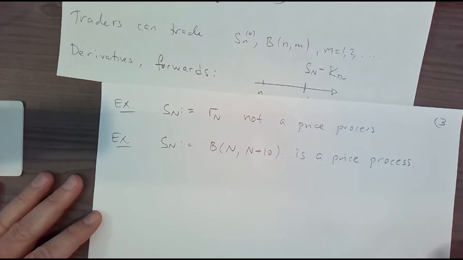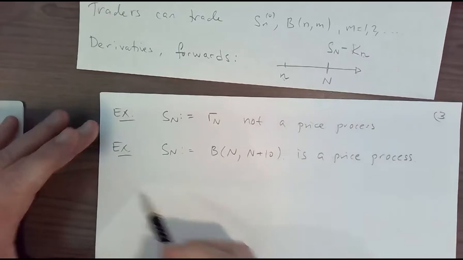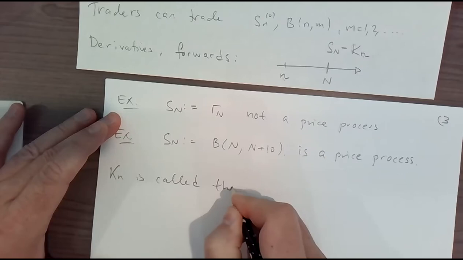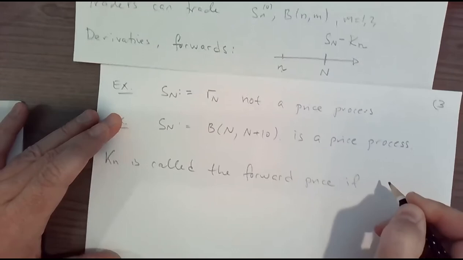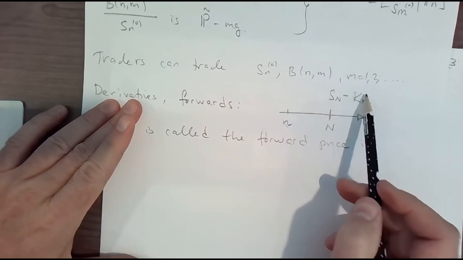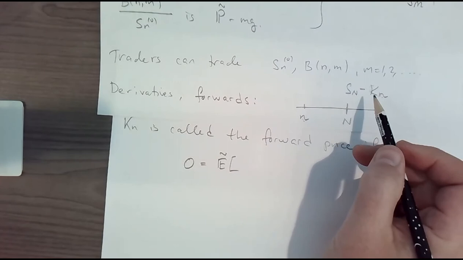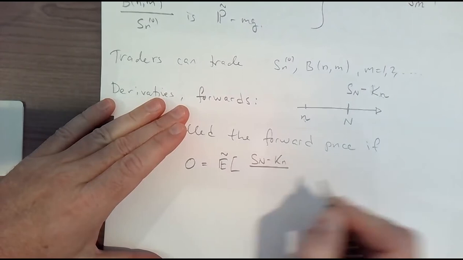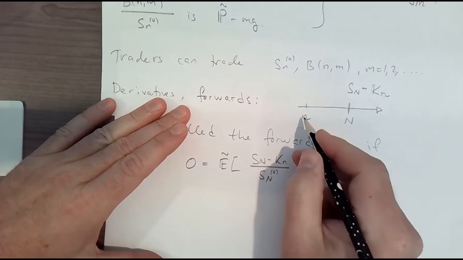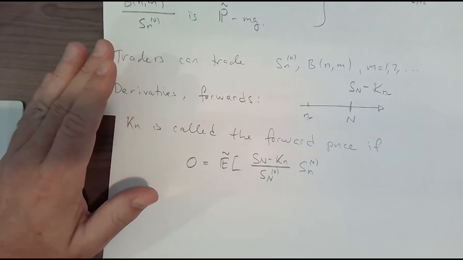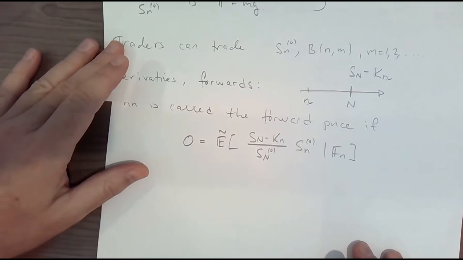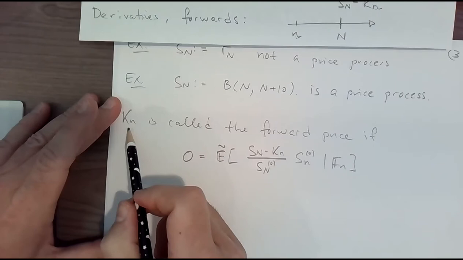The forward price, this is this guy K_n here. K_n is called the forward price if the value of getting that payoff is equal to zero at time n. So zero is equal to the conditional expectation, we're getting this payoff at time capital N. So we roll it out, and we roll it back to time zero, and then move it forward to time little n, and then we're conditioning on it. So K_n is called a forward price if it satisfies this requirement.